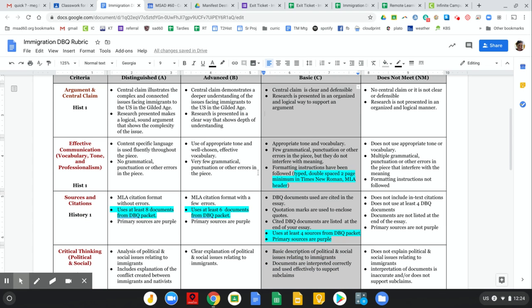All right, for effective communication, meaning your vocabulary, your tone, and your professionalism. So you use appropriate tone and vocabulary. A DBQ is formal writing, so it should be a formal essay. There are few grammatical, punctuation, or other errors in the piece, but they do not interfere with meaning. If you have some spelling errors, you have some grammar errors, I'm still able to understand what it is that you're writing. So definitely make sure that you are proofreading your essay. Having someone else proofread it or even peer edit it for you might be a really good idea.